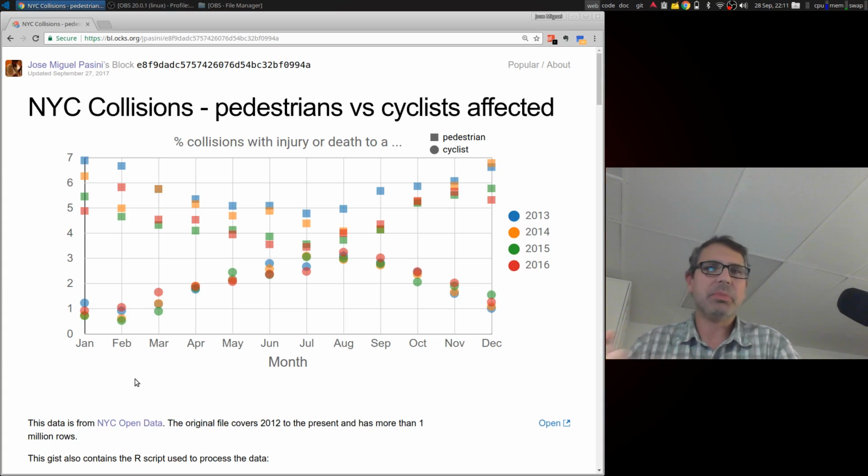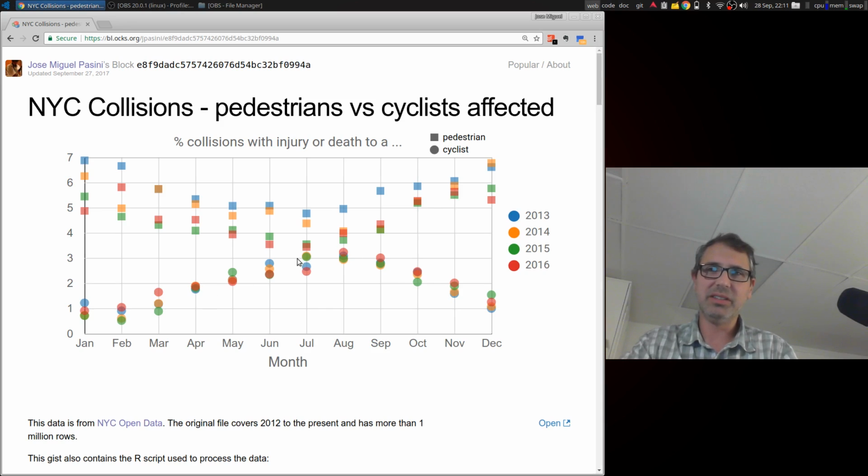I wanted to see specifically what happens with cyclists and pedestrians. These are collisions, and I looked at the percentage of collisions that cause injury or death to a cyclist, for example, those are the circles here, and you see that it goes from 1% up to 4% in July, and then goes back down.